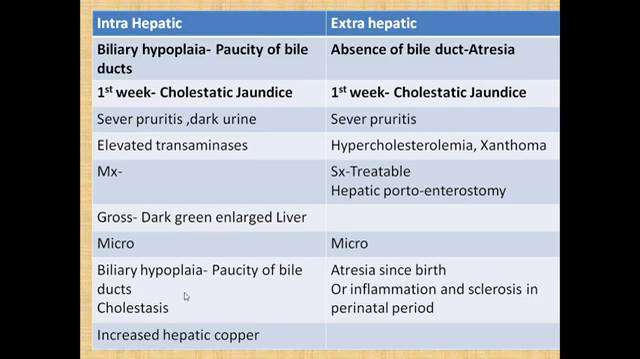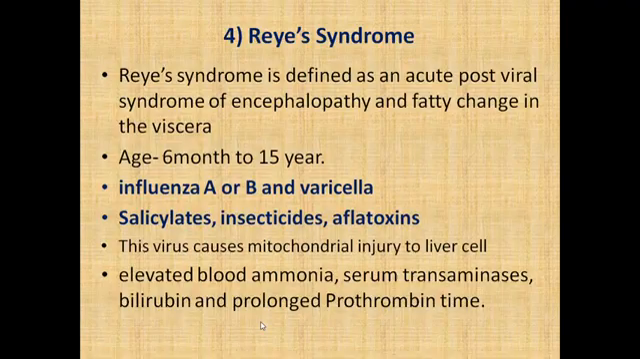Microscopically, what are the differences? Biliary hypoplasia, paucity of bile ducts, and in the case of extrahepatic, atresia since birth or inflammation and sclerosis in the perinatal period is there. And in intrahepatic, one more finding: increased hepatic copper will be there.